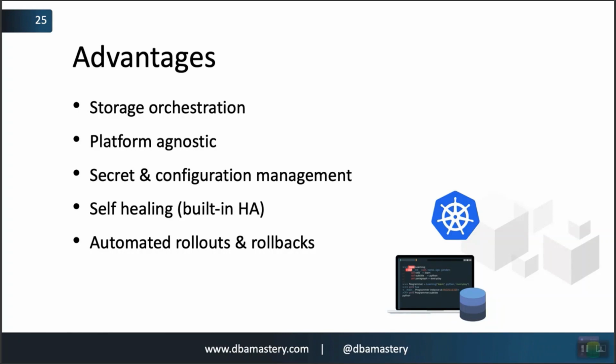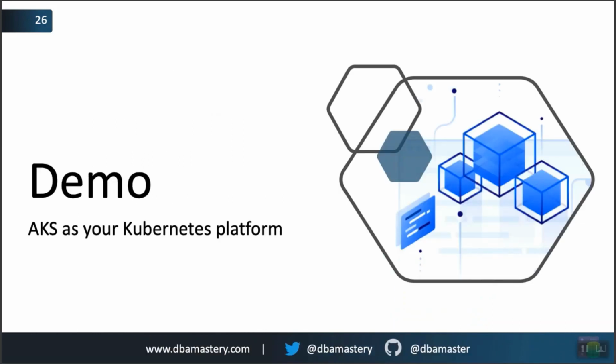Achieving high availability for SQL Server on Linux is not easy. I'm not saying it's impossible, but it's a complex process. Patching and upgrading would always require a fair amount of downtime, but luckily for us, Kubernetes has these two things out of the box. Okay, so let's have a demo and explore how we can leverage AKS as our Kubernetes platform to achieve HA and quick version upgrades of SQL Server.